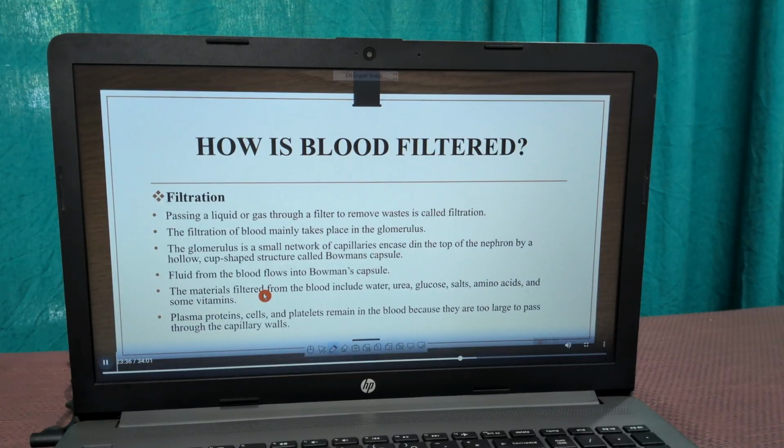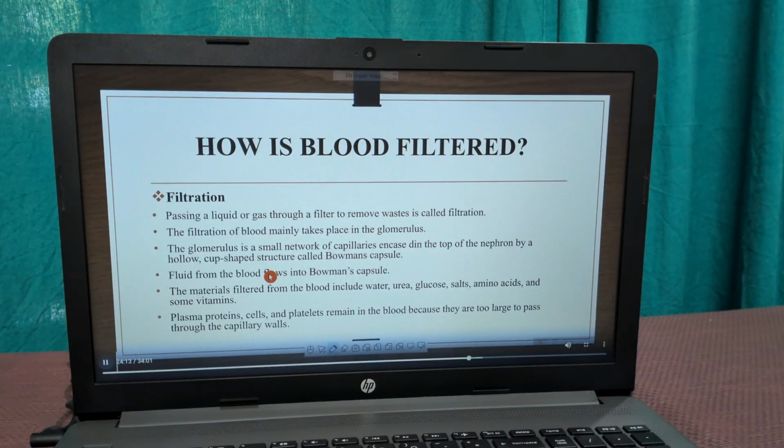Now understanding the process of filtration. Each kidney is made up of millions of filtering units called nephrons. The nephrons work through a two-step process. The first one is filtration. So what happens in filtration? The filtration is achieved through the nephrons, and the reabsorption is achieved through the tubules.